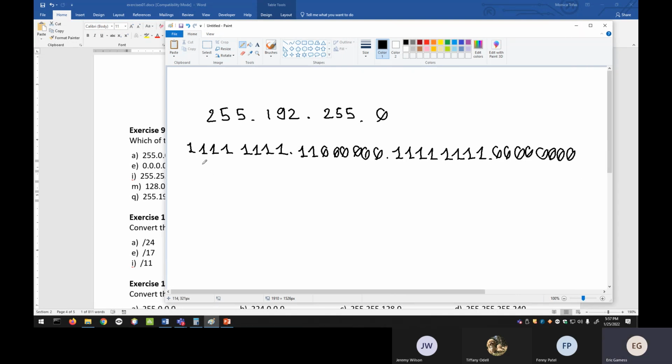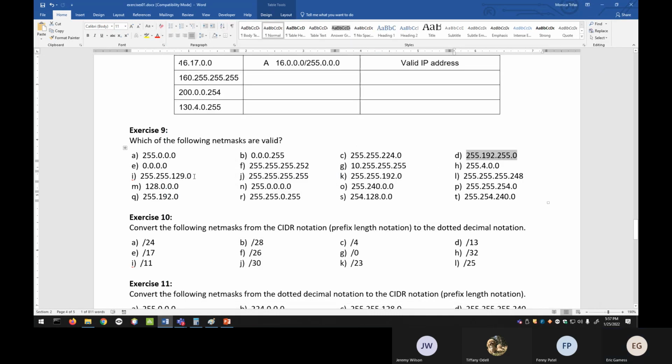Okay? Because we have a series of 1, good, we start well. Then we have a series of 0. We cannot come back to a series of 1. So this is not a valid net mask. Is this a valid net mask? Yes, it is. Why? The series of 1 is empty. So the series of 1 has 0 ones and is followed by a series of 0 that has 32 zeros. So it's a valid one.